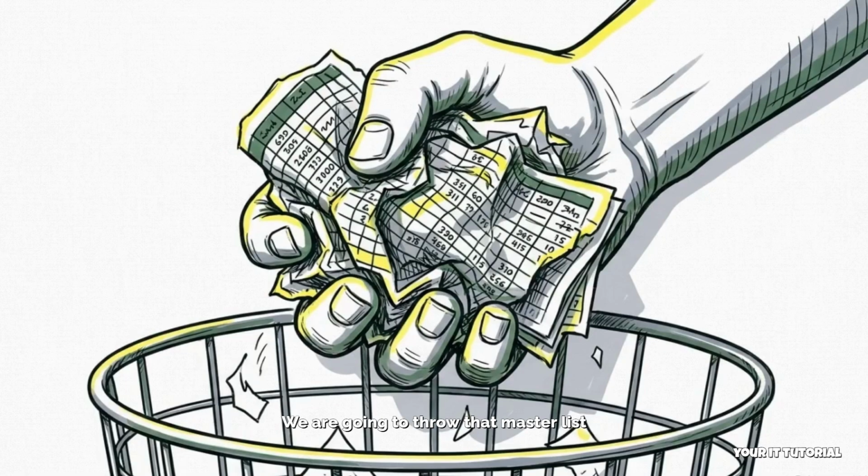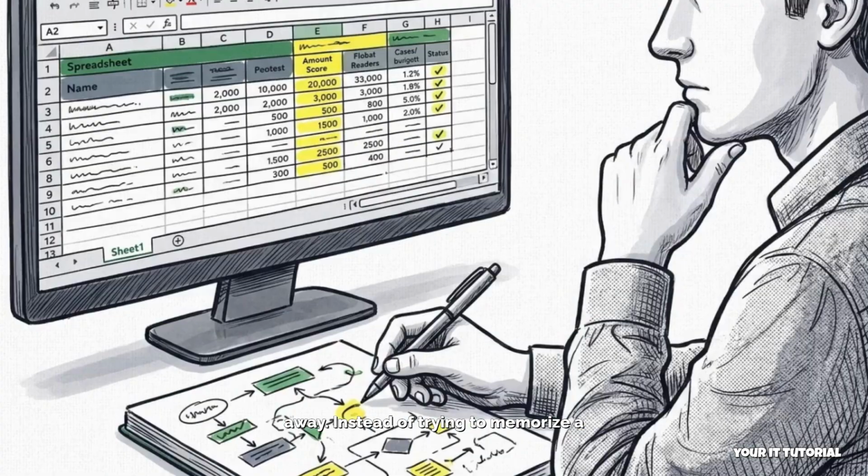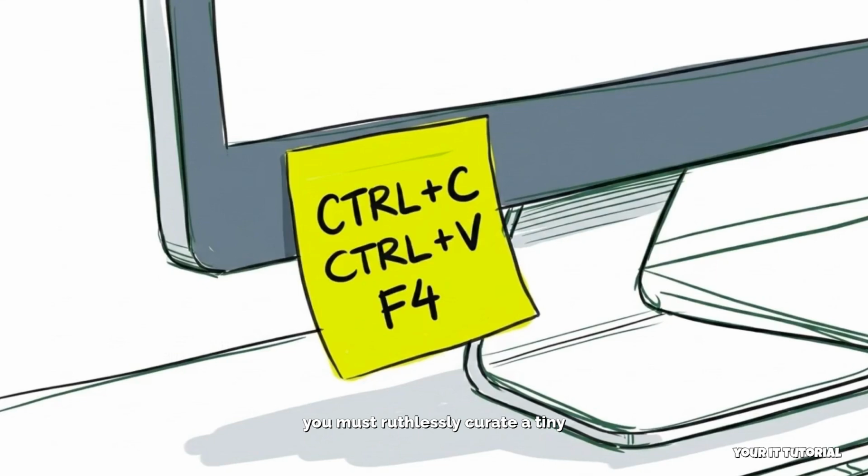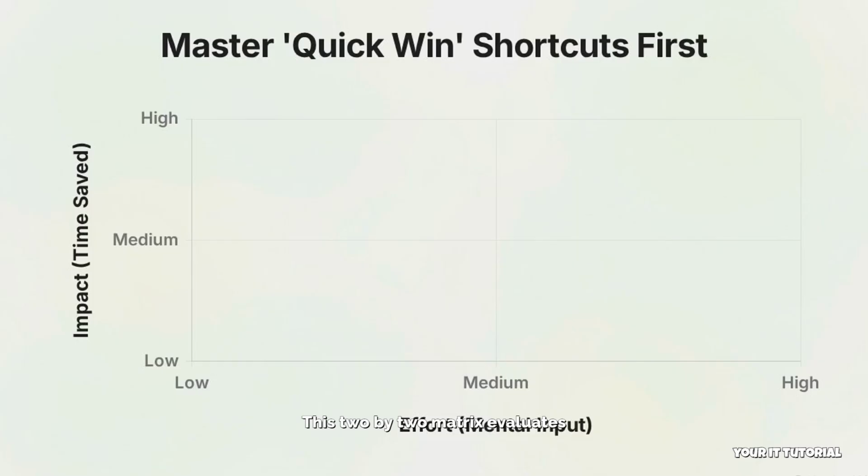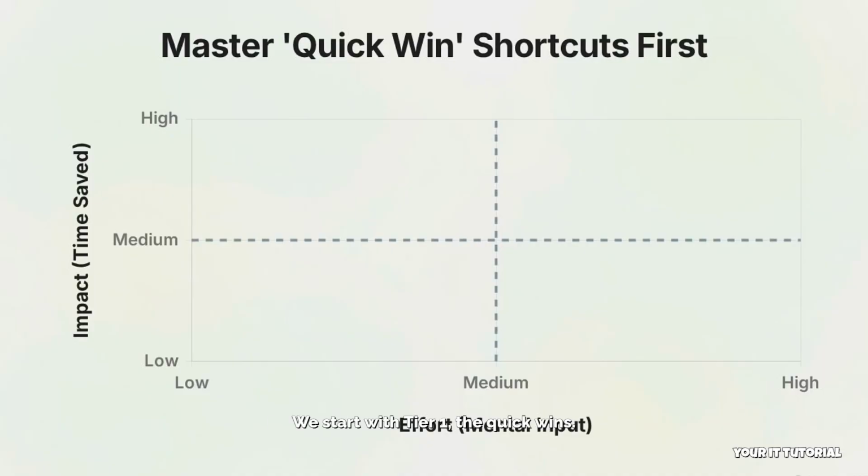We are going to throw that master list away. Instead of trying to memorize a dictionary, we are going to use an ROI-based framework. To achieve mastery, you must ruthlessly curate a tiny, targeted set of shortcuts that yield the highest return on your cognitive effort. This 2x2 matrix evaluates shortcuts by weighing the mental input required against the physical time saved.